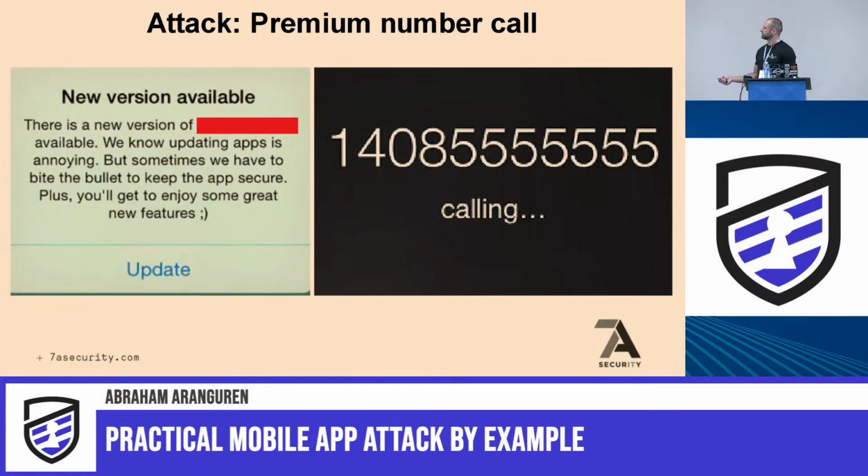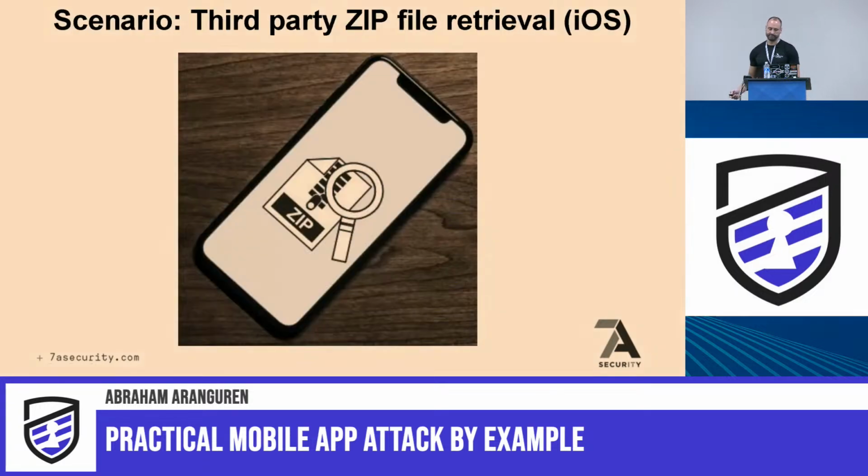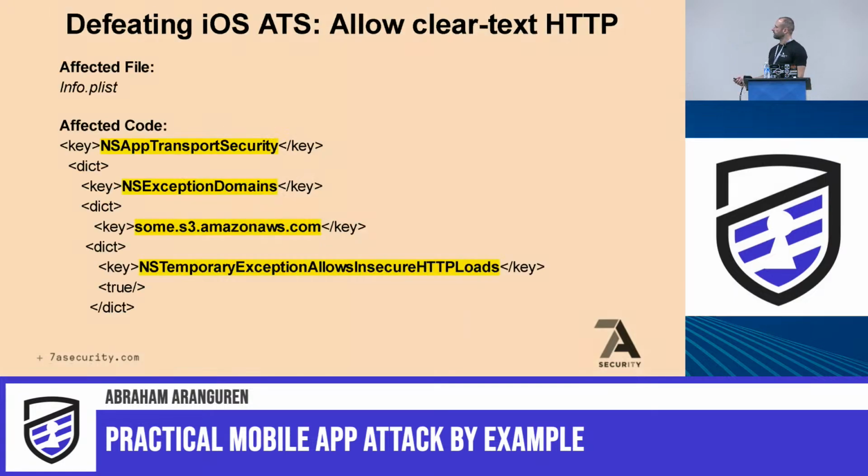And then when the user gets a prompt like a new version is available and taps on update, it will call a premium phone call, right? Similar to this would be a third-party zip file retrieval. In this case, this was on iOS.